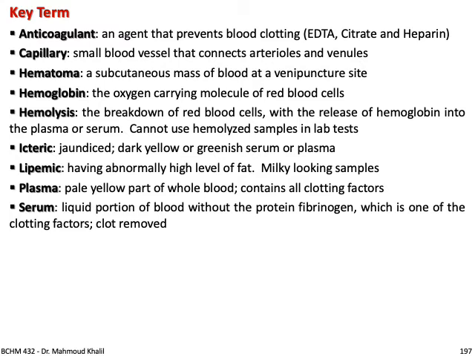Icteric is a jaundiced, dark yellow or greenish serum or plasma. Lipemic means having an abnormally high level of fat, and the samples look milky. Plasma: what is the difference between plasma and serum? The plasma is a pale yellow part of the whole blood that contains all the clotting factors, while the serum is the liquid portion of blood without fibrinogen, the protein responsible for clotting, which is one of the clotting factors. That means we remove the clot.